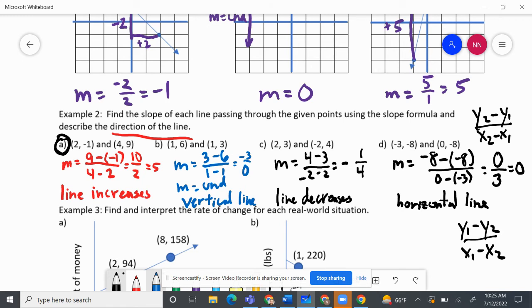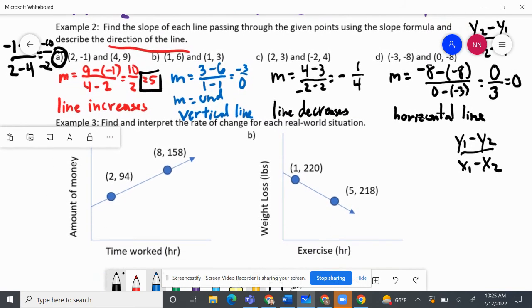So in this case, if I did -1 minus 9 and I did 2 minus 4, notice I'm putting my y1 first and then my y2, and then my x1 and then x2. That gives me -10 over -2, and a negative is a positive. So notice that I'm still getting the same slope. So if you happen to switch it up, you don't have to worry about changing signs or anything. It still gives you the same answer.